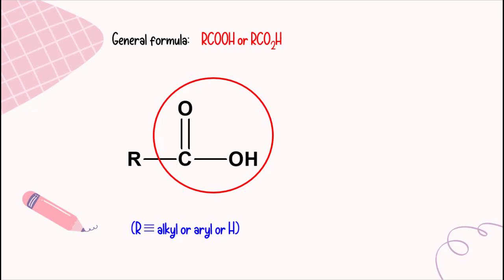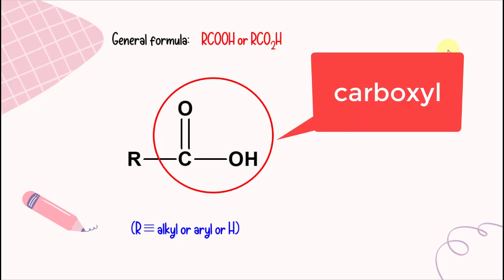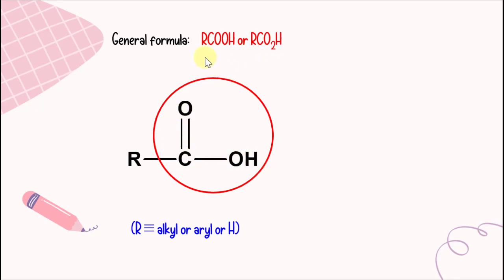Carboxylic acids are organic compounds which have a carboxyl C double bond O OH functional group. The general formula for carboxylic acid is RCOOH or RCO2H, where R can be an alkyl group, aryl group, or hydrogen.